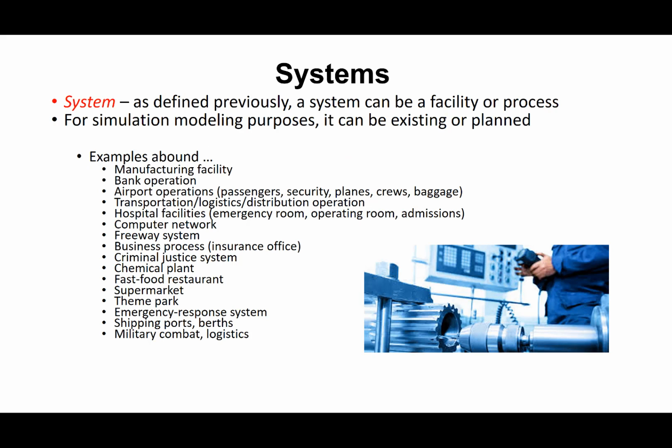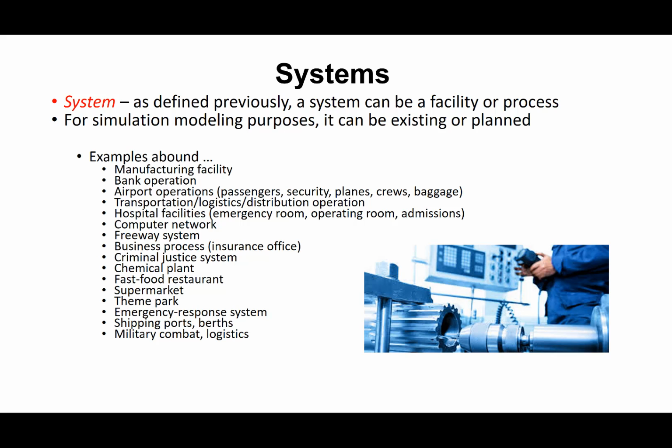So as we defined previously, a system can be a facility or a process. For modeling purposes, it can be existing or planned. And in many cases, it is planned or theoretical because it's good to evaluate those before you go to the expense of constructing it. Many examples possible.